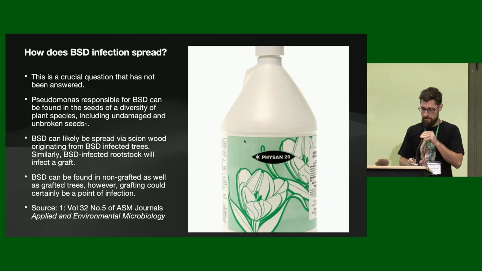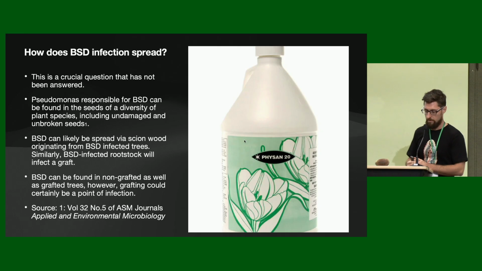Okay, so the crucial question is, how does BSD infection spread? Pseudomonas responsible for BSD can be found in the seeds of a diversity of plant species, including undamaged and unbroken seeds. So it can be found in seeds. We don't know if it can be found in pawpaw seeds, but it can be present in seeds. It can also likely be spread via scion wood from BSD-infected trees. Similarly, a BSD-infected rootstock will infect a graft. BSD can be found in non-grafted as well as grafted trees. However, grafting could certainly be a point of infection.